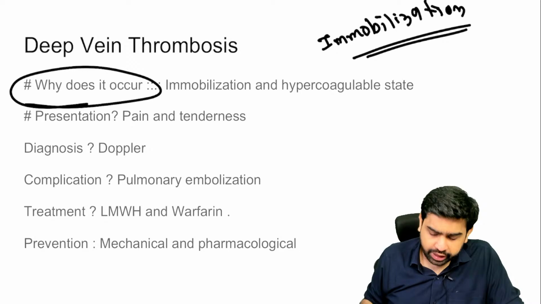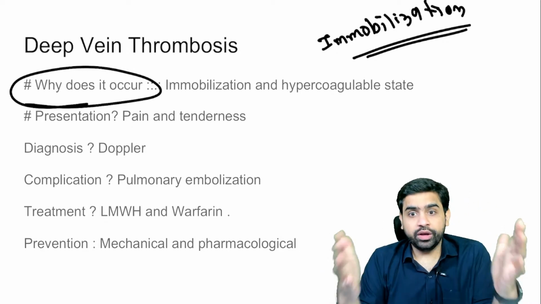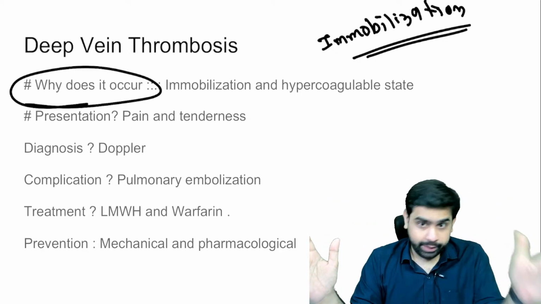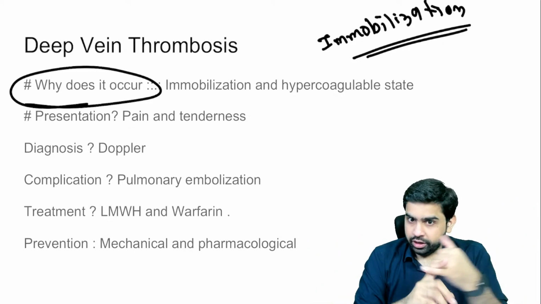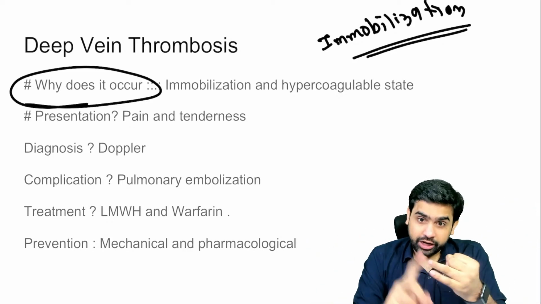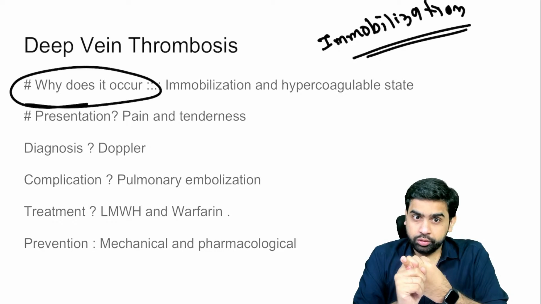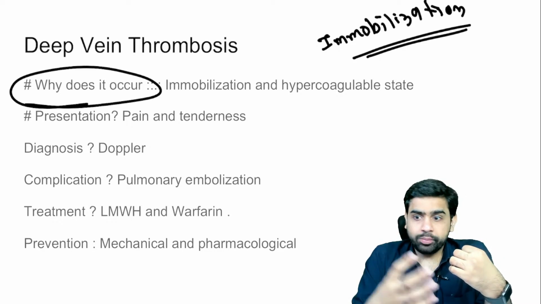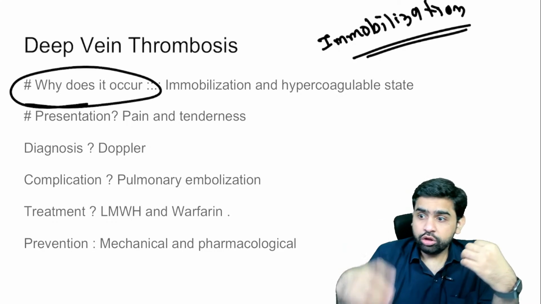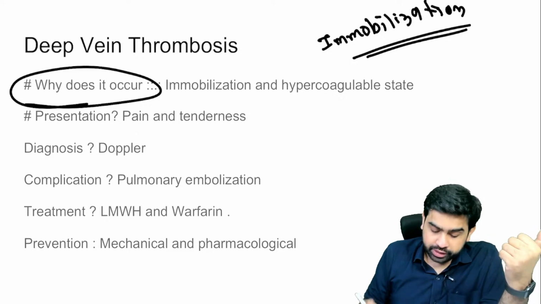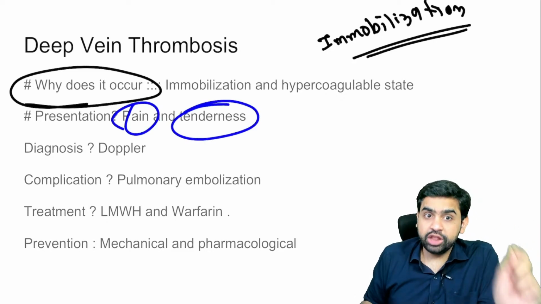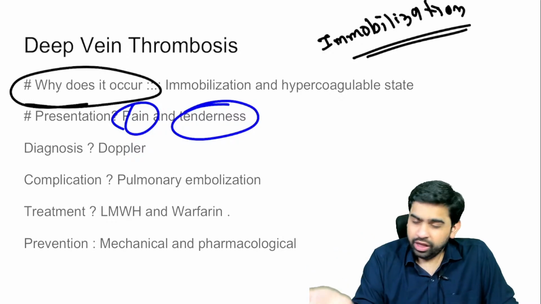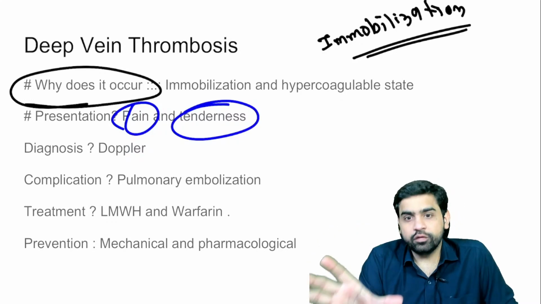What you need to understand is that in our lower limbs, there are two venous systems: superficial veins and deep veins. If the thrombosis develops inside the deep veins, that is the femoral or the popliteal veins, that is what is referred to as deep venous thrombosis. What is the presentation? The presentation is basically going to be the pain and the tenderness. Pain in the lower limbs, swelling of the calf and the tenderness.